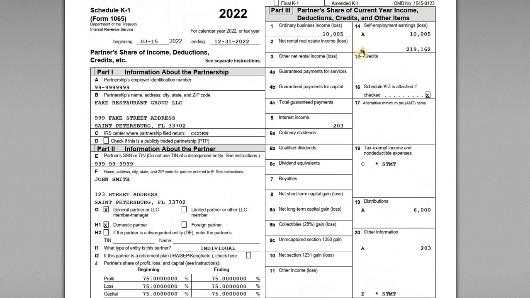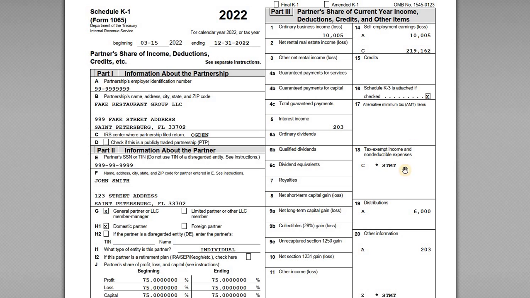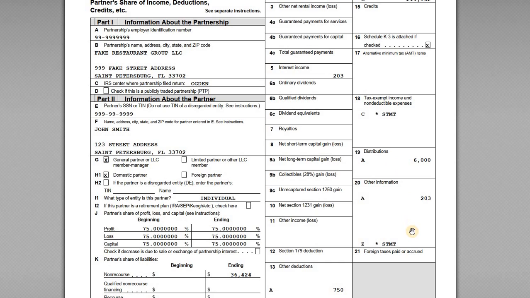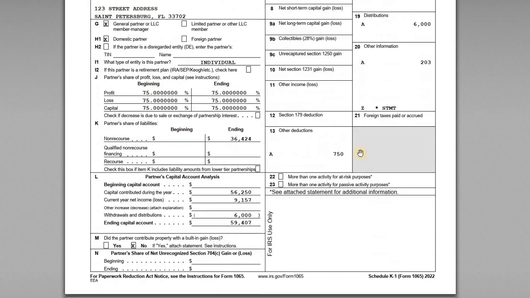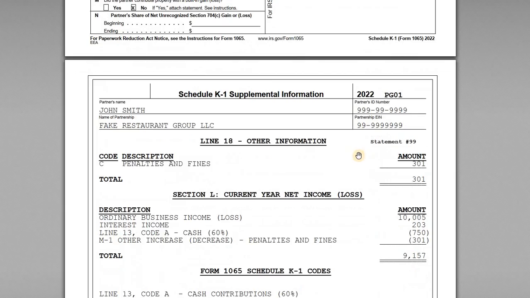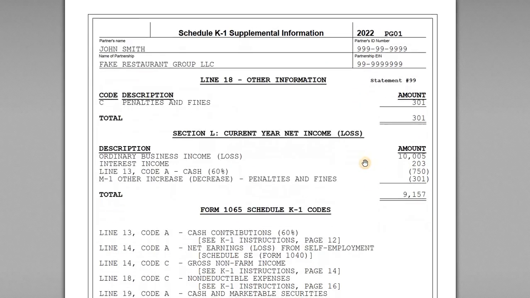Now, if we scroll up here, self-employment earnings and loss, again, that's a 75% allocation of the totals. There's John's distribution amount. And then 18C is the code for non-deductible expenses. So remember, the non-deductible expenses were the $402 or so of the non-deductible fines and penalties. And so there's John's fines and penalties amount of $301 being allocated to him.